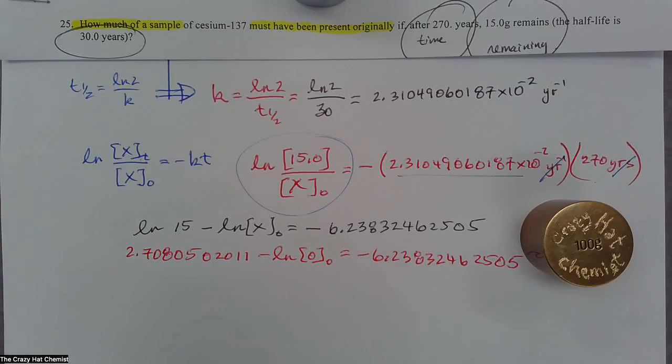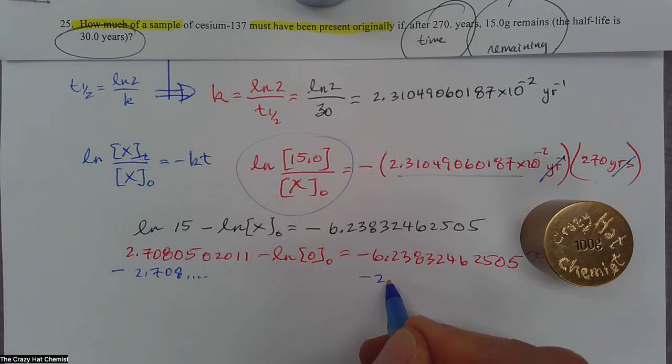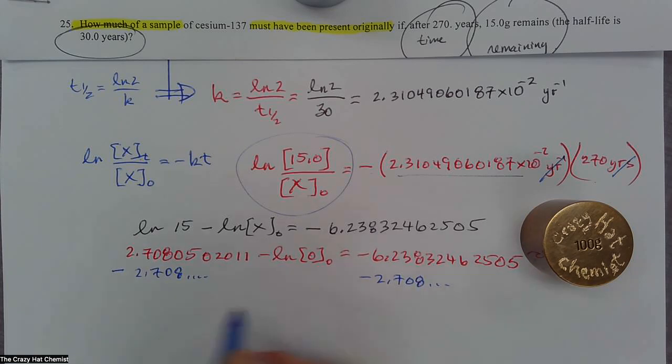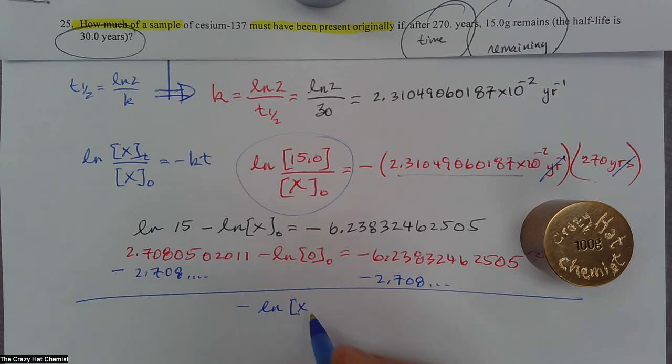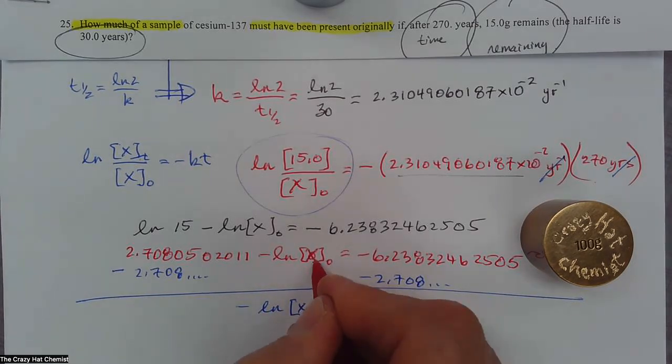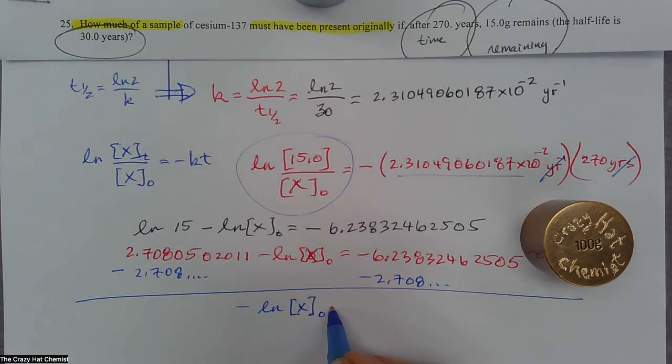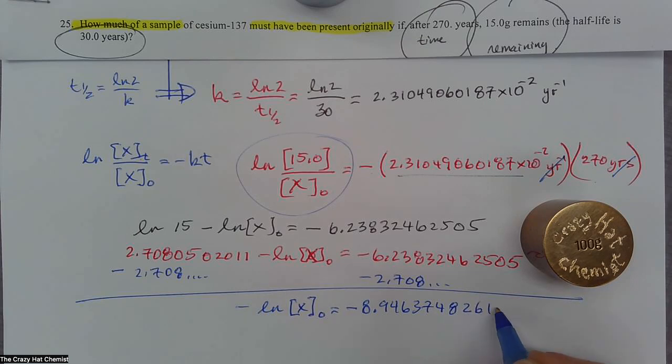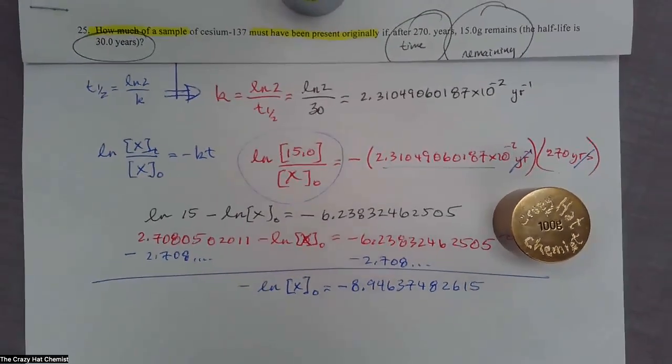All right. Now we're going to subtract this value on both sides, minus 2.708 and all the numbers therein, minus 2.708 and all the numbers therein. Draw a line in the sand, negative ln x. Whoops, that was an x, not a 0. X sub naught is equal to, and we've got to figure out what this number is. This is negative 8.94637482615.